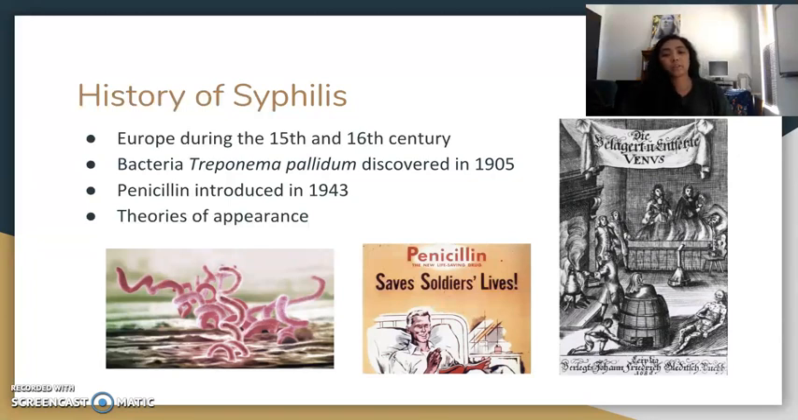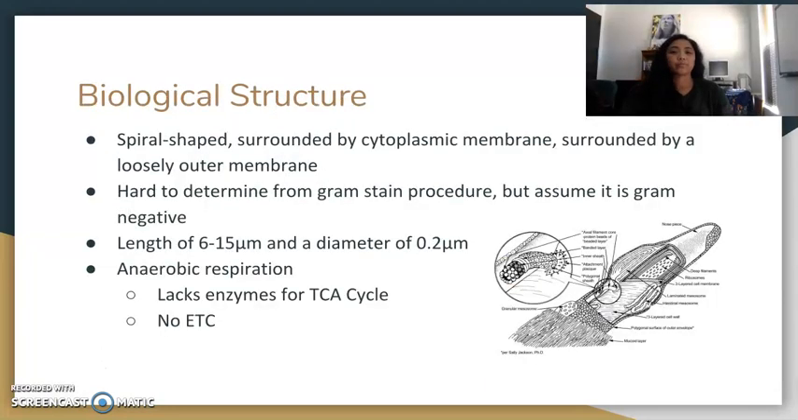So some theories of appearance: one is that Christopher Columbus brought syphilis from the New World to the Old World, assuming that syphilis was a new venereal disease. Another theory is that syphilis was already in the Old World in the 1400s, and it just evolved. That theory was introduced in 1934.